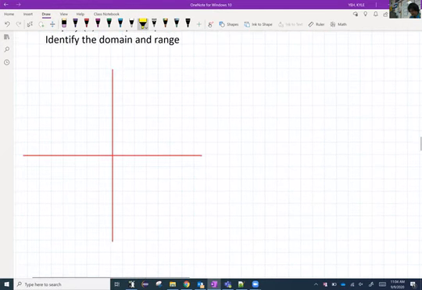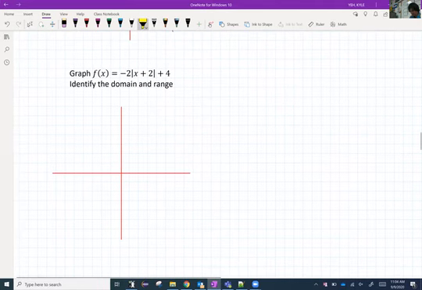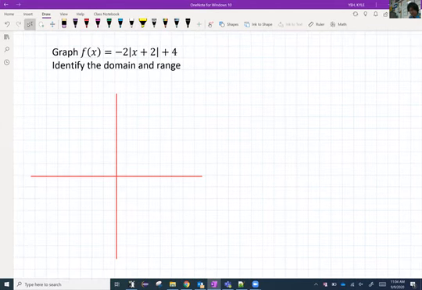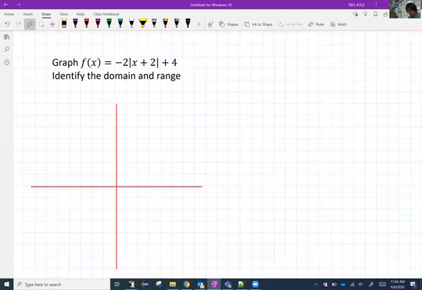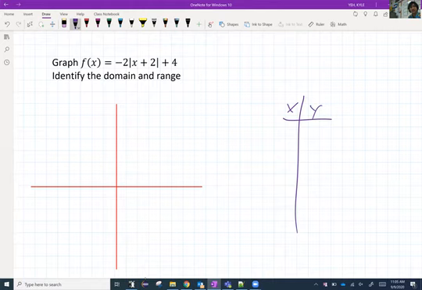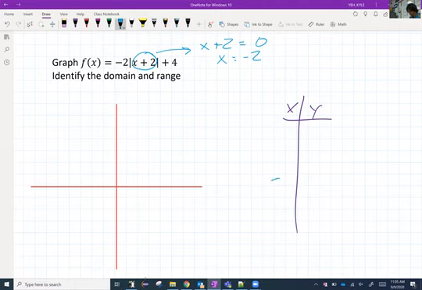I'm going to start this next one with you and then let you try it. This one's a lot more complicated. Graph f of x equals negative 2 times the absolute value of x plus 2, plus 4. First things first, we need ourselves a table. We need to know what the rebound point is. So I'm going to take whatever's inside the absolute value, set it equal to 0, solve for x. X equals negative 2, I now know is my rebound point.